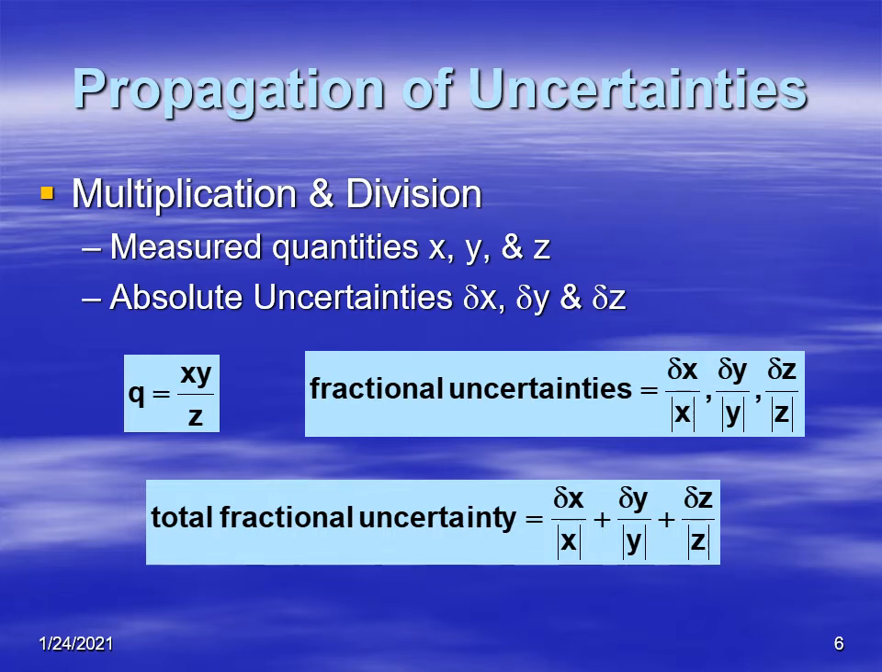Multiplication and division is a little bit different. If you have measurements of x, y, and z, and you've got absolute uncertainties of dx, dy, and dz, then when you multiply and divide x, y, and z to get q, you have to figure out the fractional uncertainties also. The uncertainty in x divided by the measurement of x, uncertainty in y divided by y, and the uncertainty in z divided by z. Those are your fractional uncertainties. And to get the total fractional uncertainty, you add up all of the fractional uncertainties for each one.